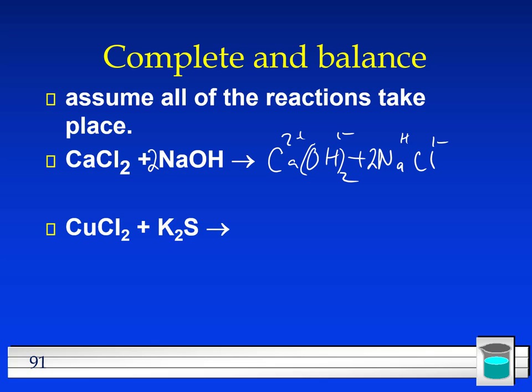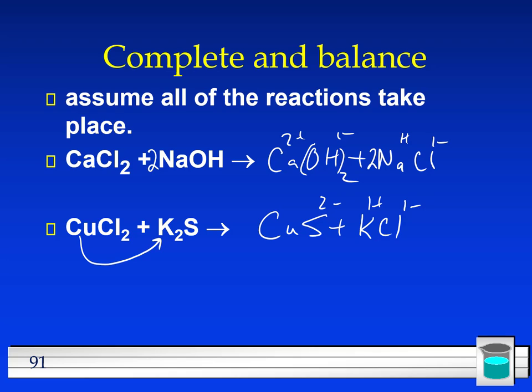Okay, so CuCl2 plus K2S. So the Cu is next to Cl2, so it's going to end up next to S. K is next to S, it's going to end up next to Cl. Chloride off the table is 1 minus. K is 1 plus. Off the table, S is 2 minus.